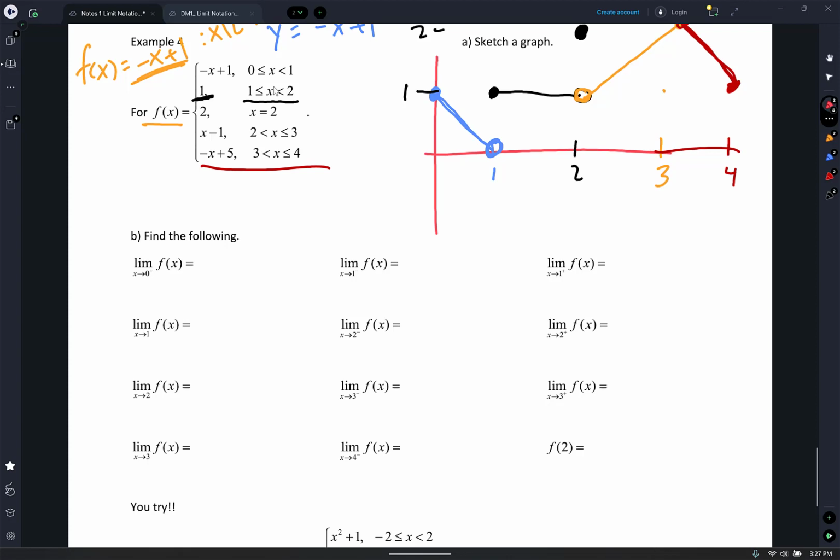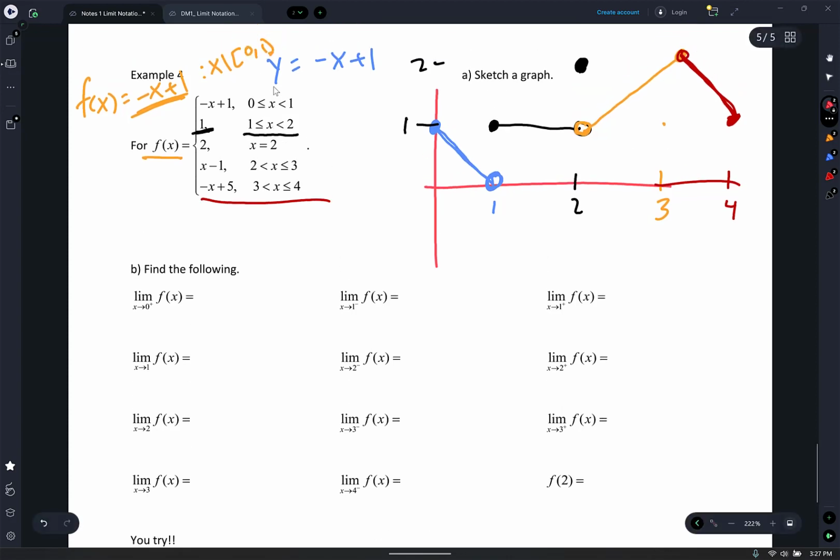Perfect. You said it beautiful, miss. Limit as x approaches 0 from the right of f of x. What is it? If I approach 0 from the right, what is that limit? 1. Yeah, good job. It's 1. That's it. See? You're good.